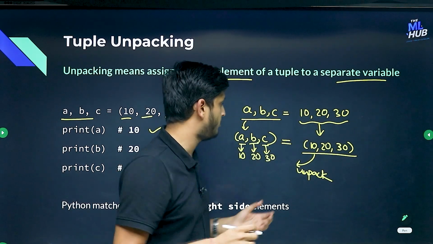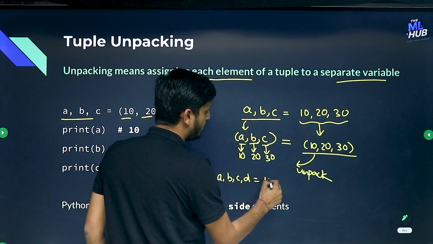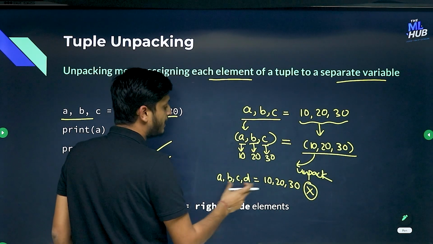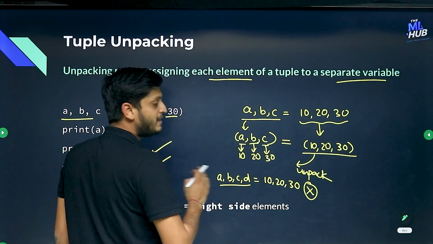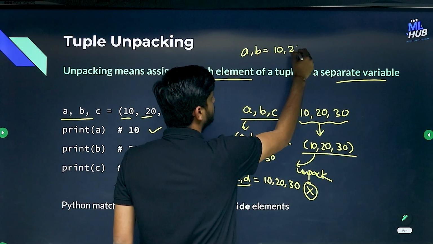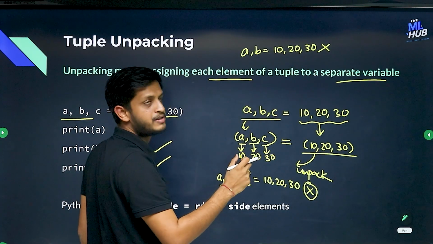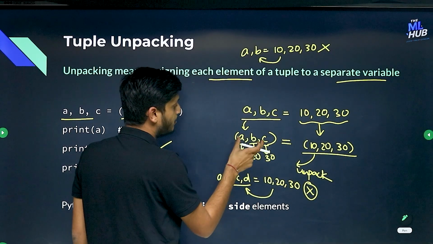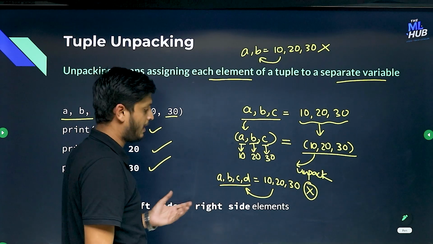You cannot have more variables. So you cannot write a, b, c, d is equal to 10, 20, 30. This is wrong, because this tuple cannot be assigned to this tuple. Here we have more variables than elements, so this unpacking is not allowed. Even you cannot write a, b is equal to 10, 20, 30. This is also wrong, because here you have more elements and fewer variables. So this type of unpacking is illegal and this type of unpacking is also illegal. The number of variables should be exactly equal to the number of elements. Then only tuple packing and unpacking can happen.